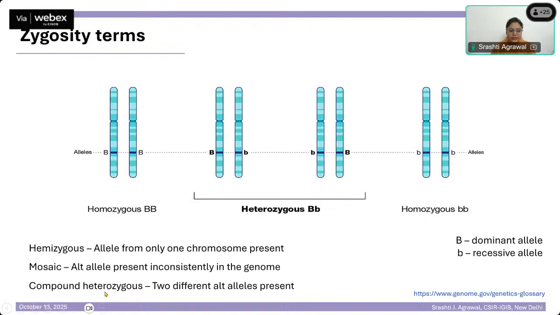Then we have compound heterozygous, that is, if there are different alleles present at other loci. For example, here in the same gene, we have capital B as well as capital C, either in the same chromosome or the other chromosome. So this is called a compound heterozygous scenario.